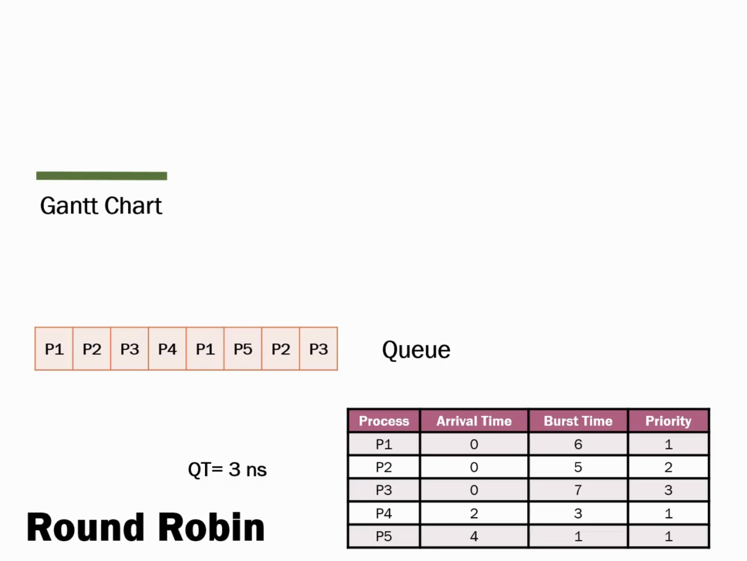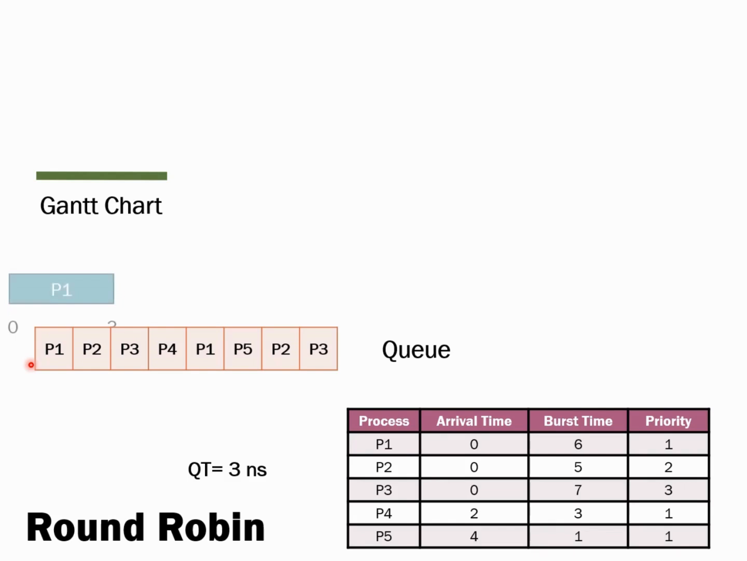In the next example, as you can see here, we have 5 processes and we choose the quantum time 3 nanosecond, also same for round robin. The first arrival time, as you can see, is 0, and at 0 we got 3 processes. When the arrival time is the same, as in the other algorithm, we put them in the queue based on the priority. Here P1 is priority 1, the highest, then 2, and then 3. So we have P1, P2, and P3.